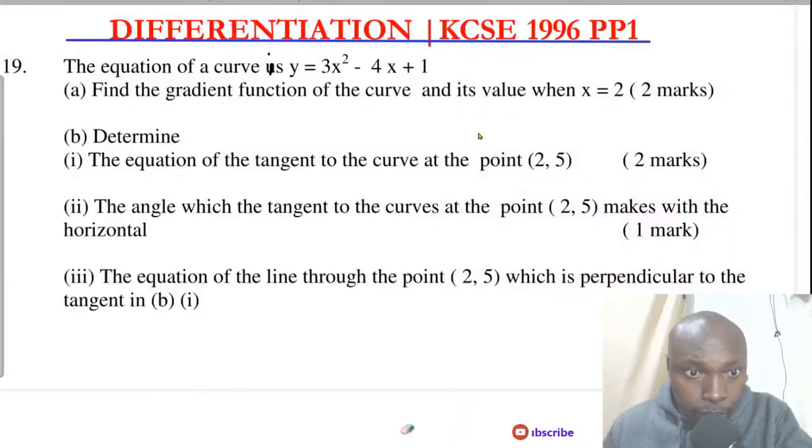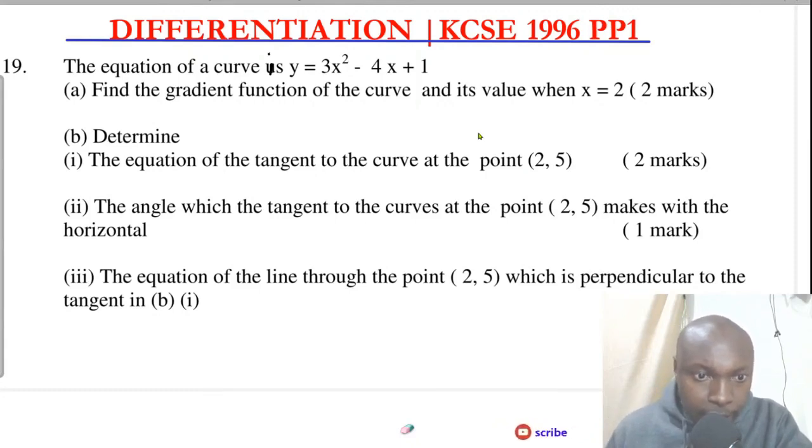Hello everyone and welcome to the lesson Differentiation, KCSE 1996, paper 1, question number 19. The equation of a curve is y equals 3x squared minus 4x plus 1. Part A, find the gradient function of the curve and its value when x is equal to 2, 2 marks.